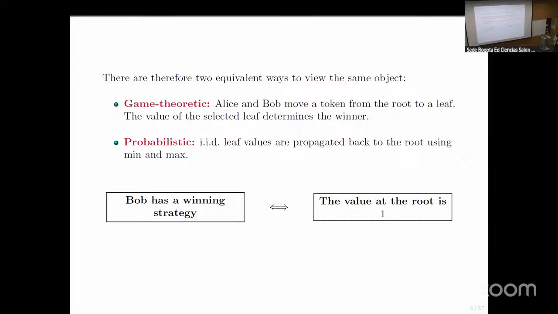It's not very difficult to see, but actually the probability that Bob has a winning strategy is equivalent to the probability that the value of the root is equal to 1.